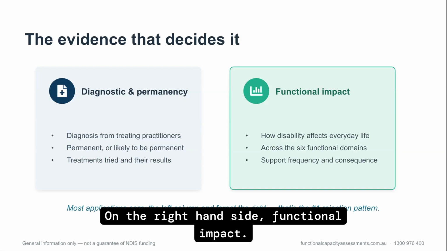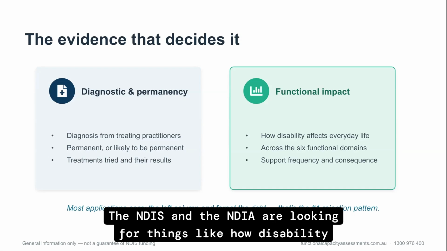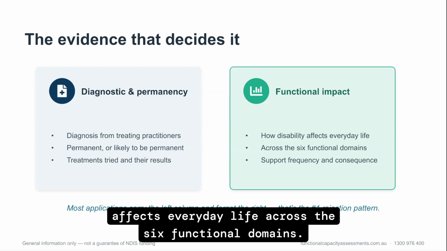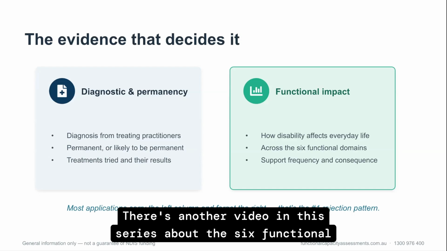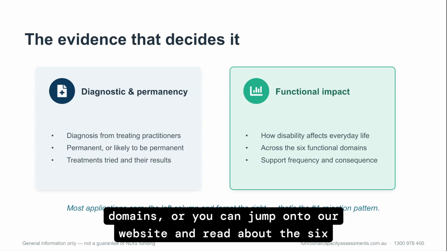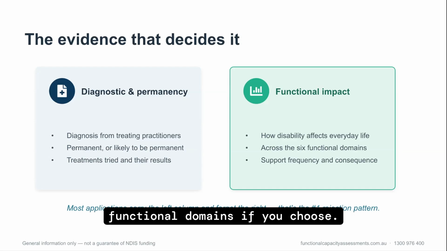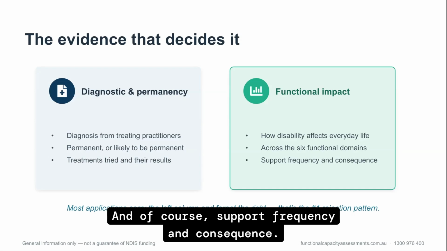On the right-hand side, functional impact. The NDIS and the NDIA are looking for things like how disability affects everyday life across the 6 functional domains. There's another video in this series about the 6 functional domains, or you can jump onto our website and read about the 6 functional domains if you choose. And of course, support, frequency, consequence.